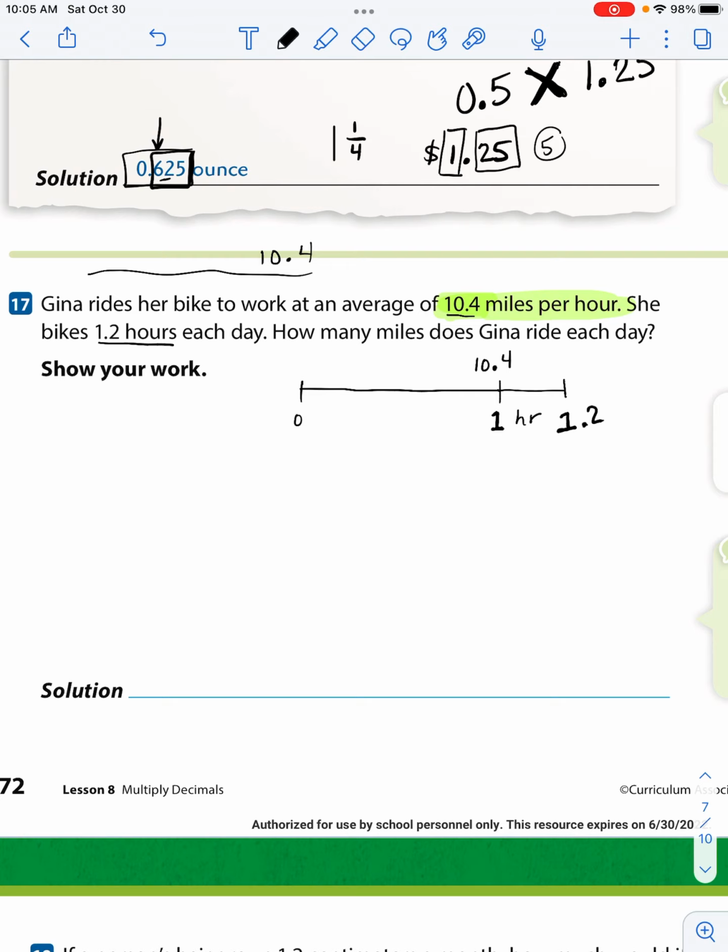Now, if we know that she can go 10 and 4/10 miles in that 1 hour, but she bikes a little bit more than that, she bikes 1.2, I would guess that my answer is going to be a little bit more than 10.4. So let's see what we're going to do here. Okay, what we're going to have to do is multiply our 10.4 and our 1.2. So you can do this several different ways. Many of you probably like the old school algorithm.